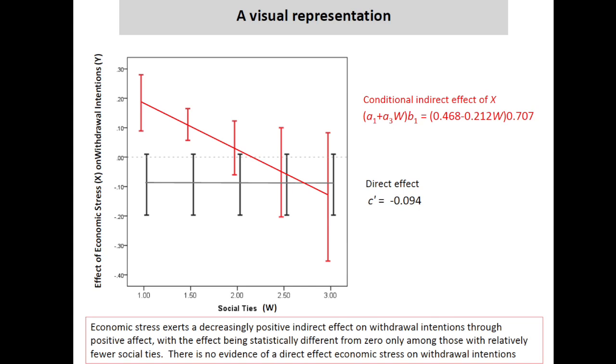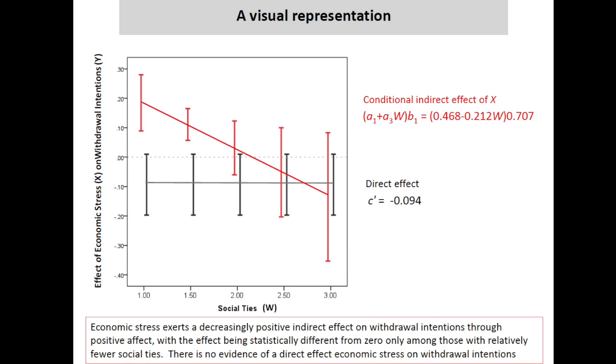And that's not a function of W in my model, so that's the same anywhere you pick for the social ties. The estimate is minus 0.094, where the confidence interval includes 0 regardless of the value of W. For these relatively low values of social ties, a bootstrap confidence interval does not include 0. It's positive. But for these more moderate or higher values of social ties, both the direct and the conditional indirect effects are not different from 0.